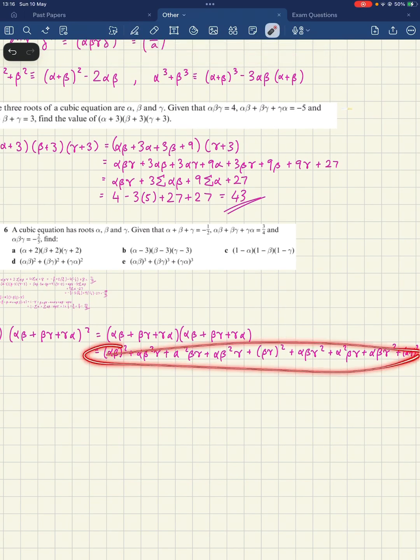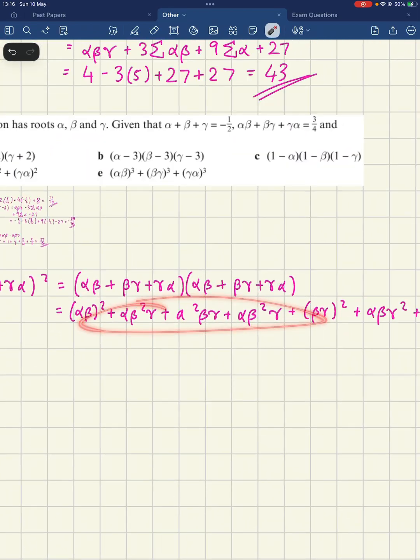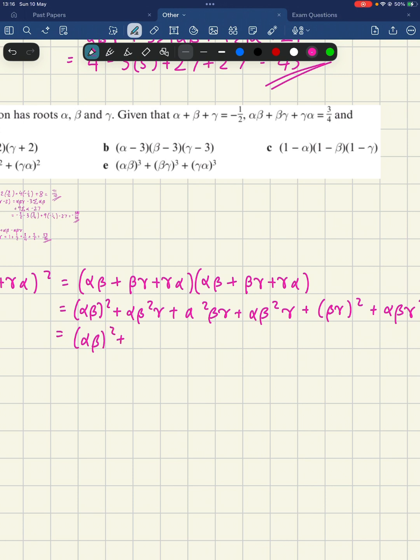So I've expanded all this, and we've got all of this. Okay, now we can extract the terms that we wanted. But first, let's do some simplifying of all this over here. So what we've got is our (alpha beta) all squared, plus our (beta gamma) all squared, and then our (gamma alpha) all squared.